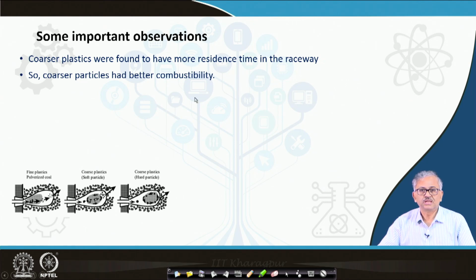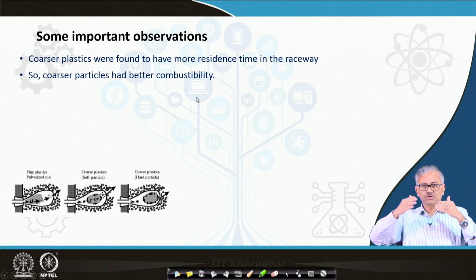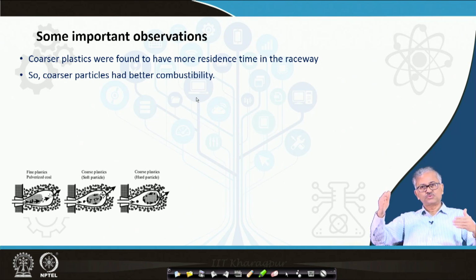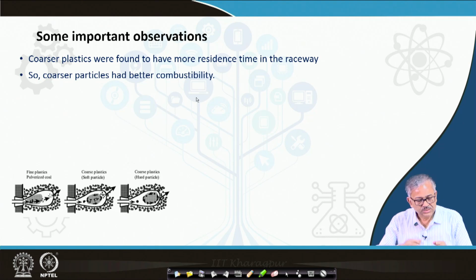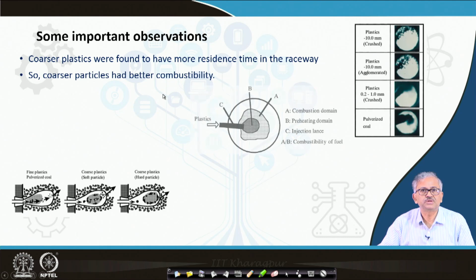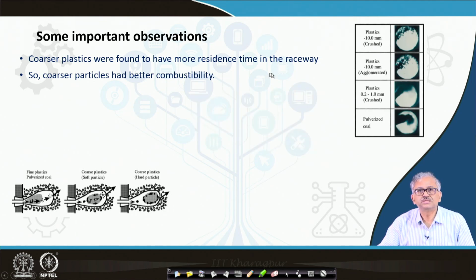So, the coarser particle had better combustibility, basically they do not cross the raceway. So, they stay for a longer time, they fully get combusted inside the raceway and the gas comes out, right. That is their findings. And you can see this is an interesting diagram.